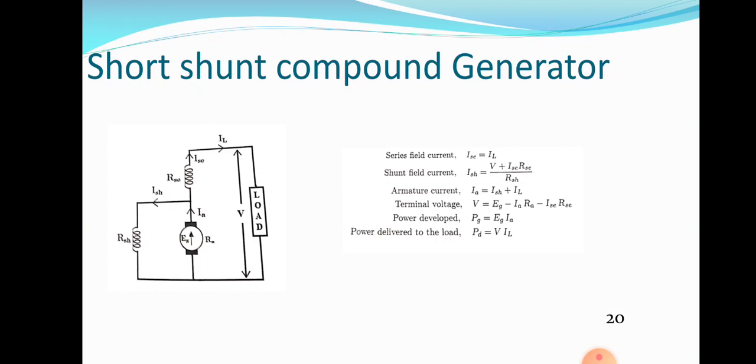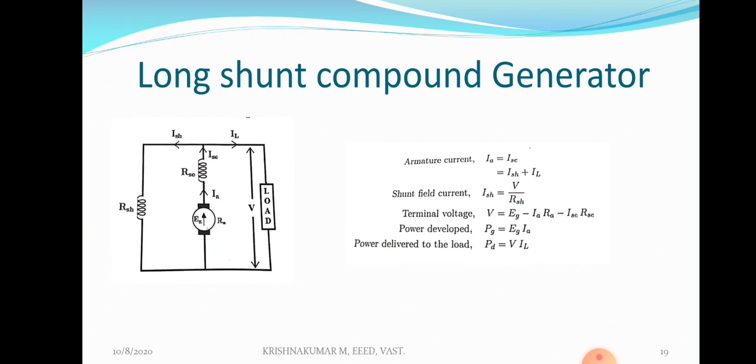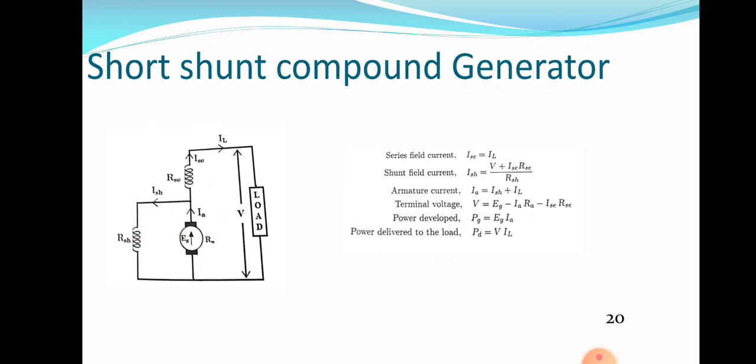VSC means voltage available across the series field. So voltage available across the shunt field is V plus VSC, or V plus ISC into RSC. That whole voltage is developed across the shunt field. So what is the shunt field current? ISH is equal to (V plus ISC RSC) divided by RSH, because voltage available across the shunt field is not V. In the earlier case, voltage available across the shunt field is V because shunt field and load are in parallel. Here shunt field and load are not in parallel.